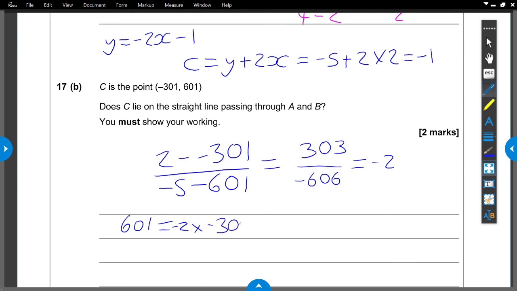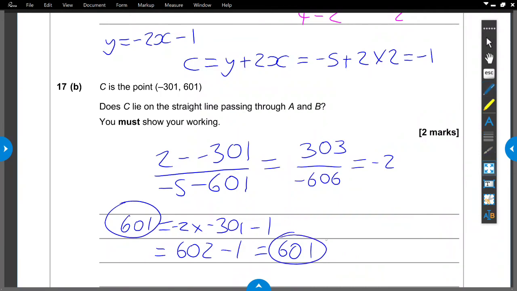And then we minus 1 from that. So -2 times -301, that's a double negative, so that becomes 2 times 301, which is 602. 602 minus 1 is indeed 601. So this doesn't break the equation, it works. If we picked any point which wasn't on the equation, it wouldn't satisfy it. If it didn't satisfy it, then we might get an unusual answer, like 601 is equal to 598, or something quite unusual which just can't work. Then it hasn't been satisfied. So this proves that it lies on the line.